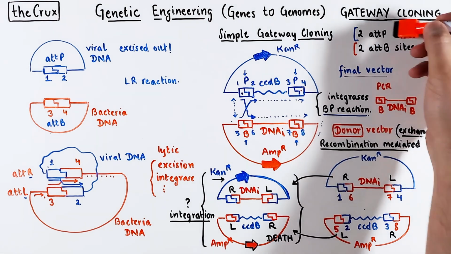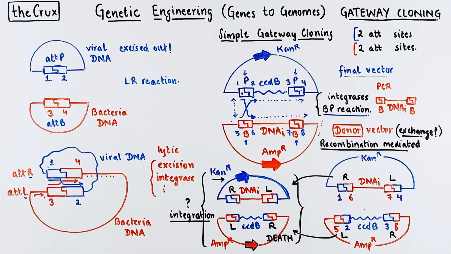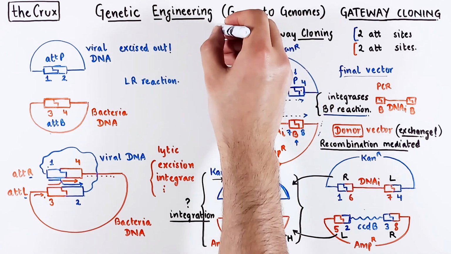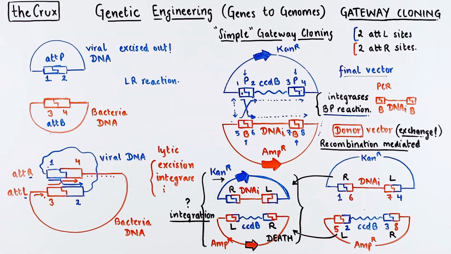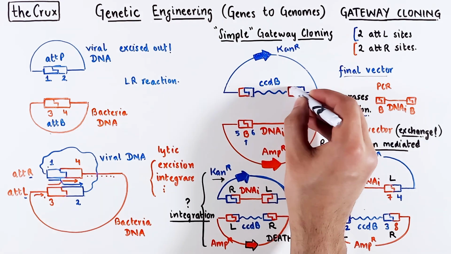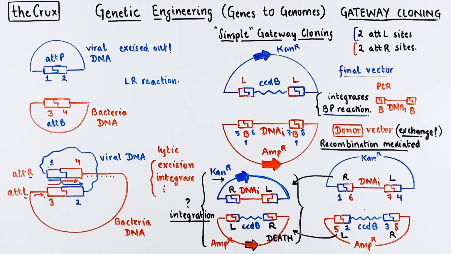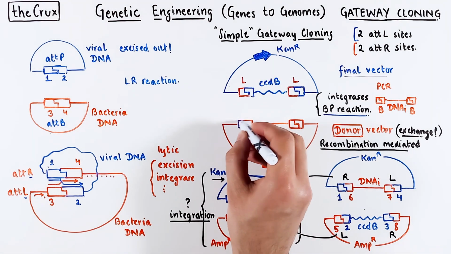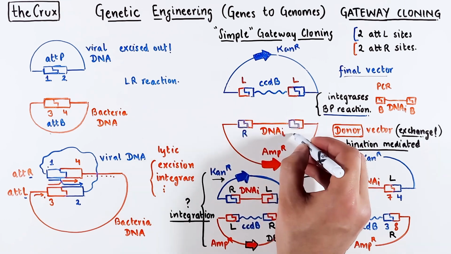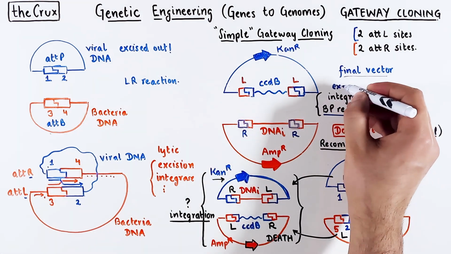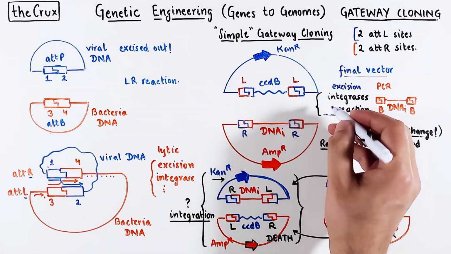Just like attB and attP, we can have another variant in our simple gateway cloning, where we use 2 attR and 2 attL sites. In this style of gateway, the final vector has attL sites, for example. And likewise, the donor vector will have compatible attR sites. And these two vectors will use another set of specific enzymes, and this will be an LR reaction.